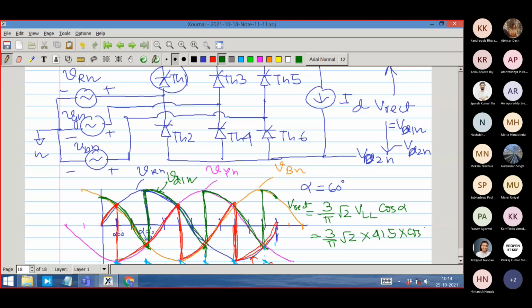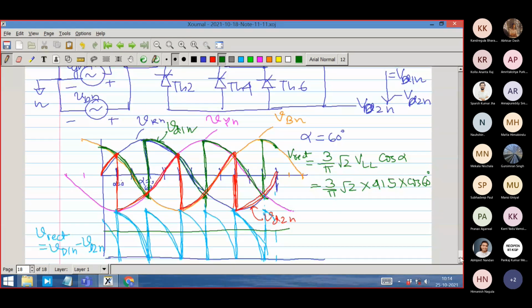So this way, by varying the alpha, we can vary the rectified output voltage. That is why it is called controlled converter. Voltage is controlled, but what is not controlled is the current. So how is the current shape? Let us see the current shape here.